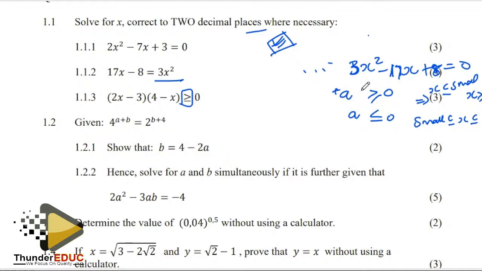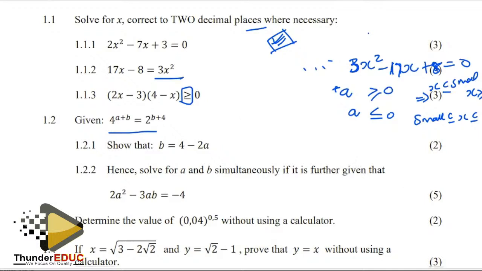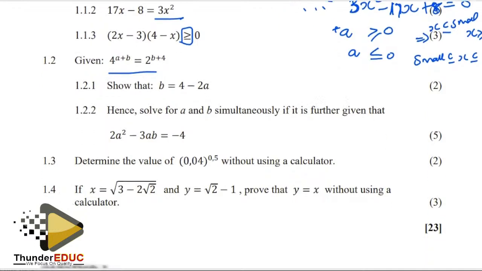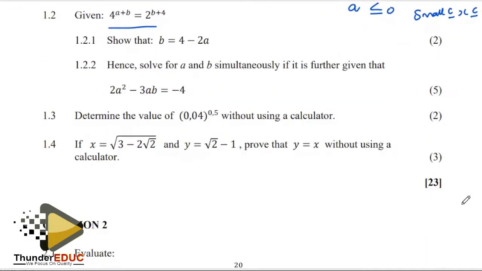Okay, 1.2, these are exponents. So with exponents, just make sure that the bases are the same. Since these are exponential equations, make sure the bases are the same. Express 4 in a base of 2. In this case, they just want you to show that. Then simultaneous equations, remember, we always have a linear equation, which you call maybe equation 1, and then you call this equation 2, and then you just do the substitution.